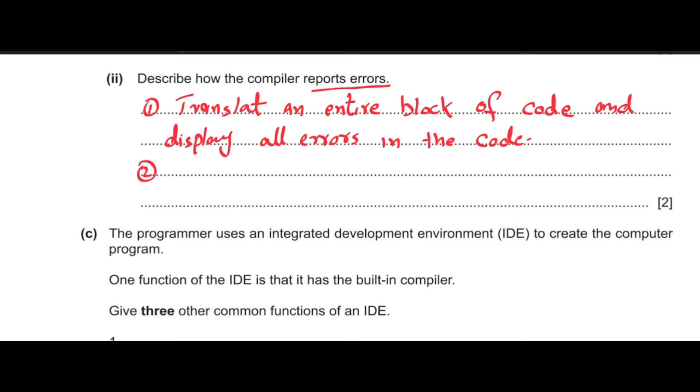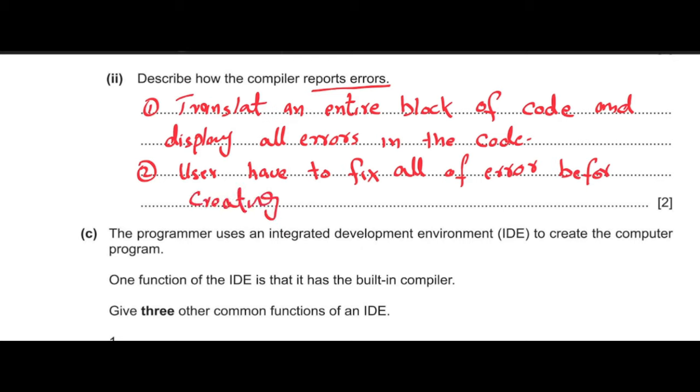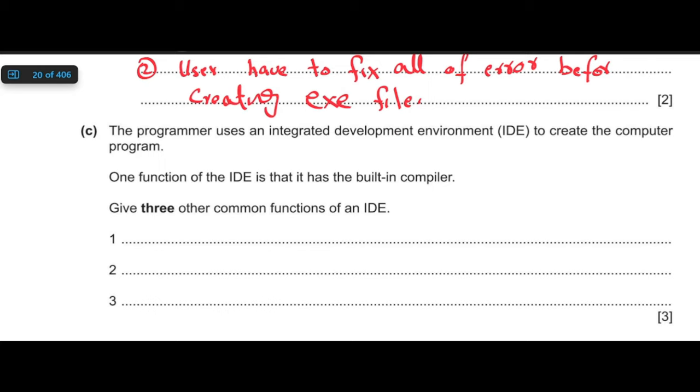The second option could be that the user or the programmer has to fix all of the errors before creating the executable file of that code.